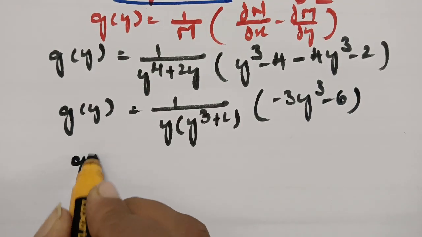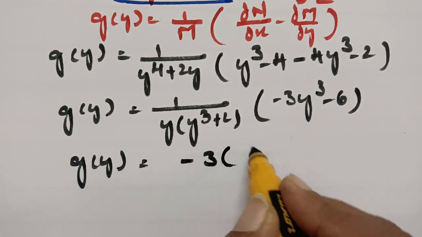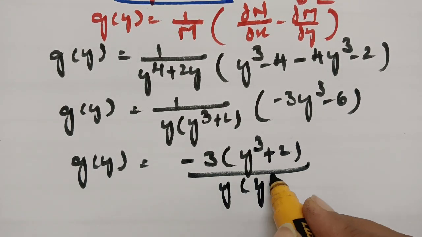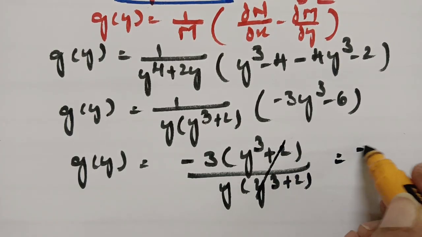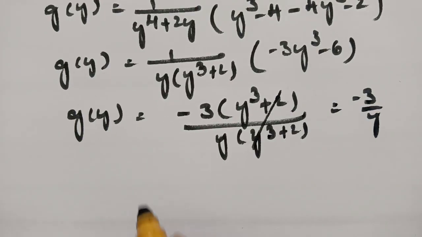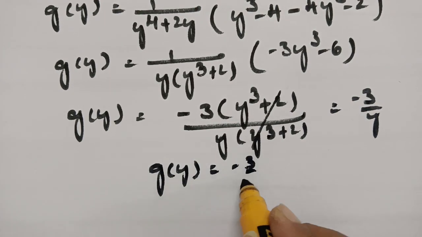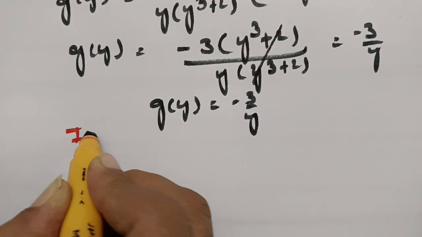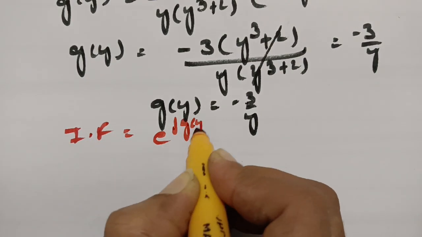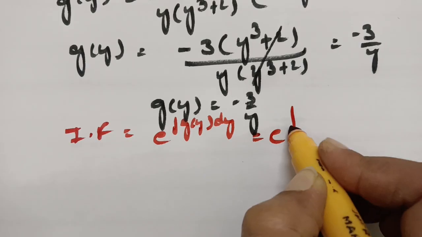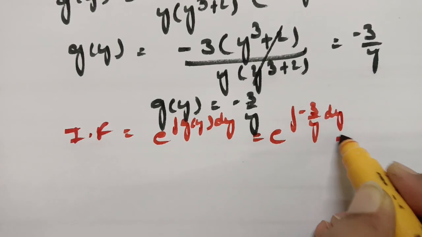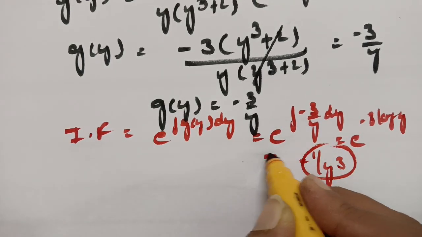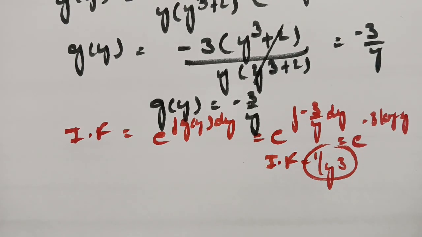And therefore g of y is equal to, if I take minus 3 common, y cube plus 2. And in the denominator, this is y times y cube plus 2. So if I cancel this, this will be minus 3 by y. So g of y is equal to minus 3 by y. And therefore what is our integrating factor now? The integrating factor is e power integral g of y into dy, which is e power integral minus 3 by y into dy, which is equal to minus 3 log y, so the integrating factor is 1 by y cube.